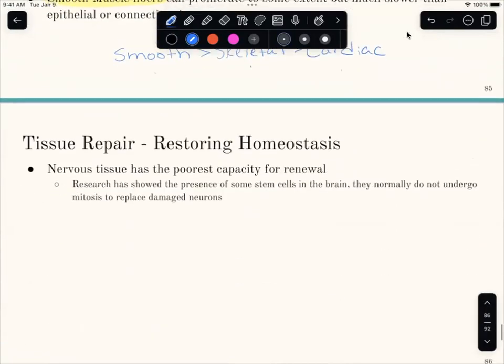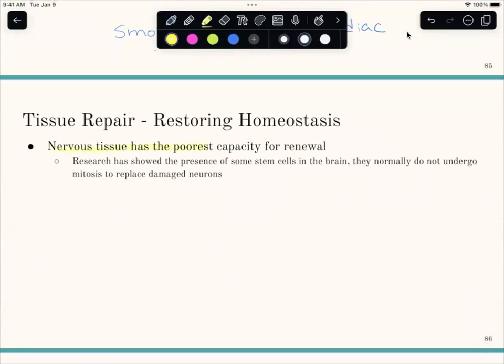Last question. Nervous tissue. Those neurons, especially in the brain and the spinal cord, they cannot replace themselves. Nerves that go to your muscles, nerves that let you feel something, they can regenerate themselves depending on where the damage is. We'll go into how nervous tissue regenerates itself in the nervous system. But there is some stem cells in the brain, but those cells really don't go through mitosis. They don't replace themselves when damaged.